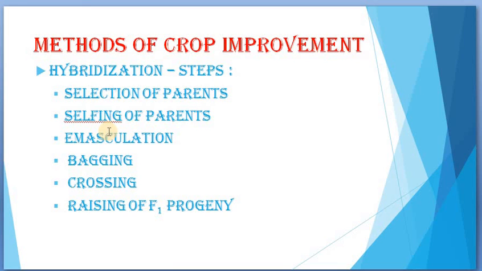And then the third step is very important. The third step is emasculation. Generally, sometimes farmers will be doing hybridization from emasculation. They won't be concentrating too much on selfing of parents. Mostly they will be selecting parents. That they will do. Selection of parents has to be done, because only then can we improve the crop, right?